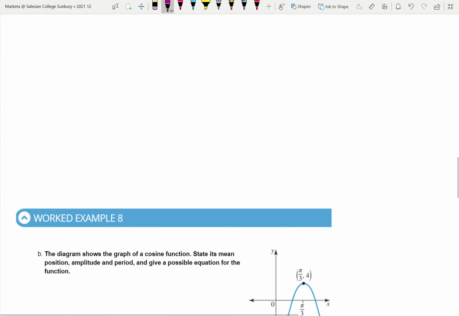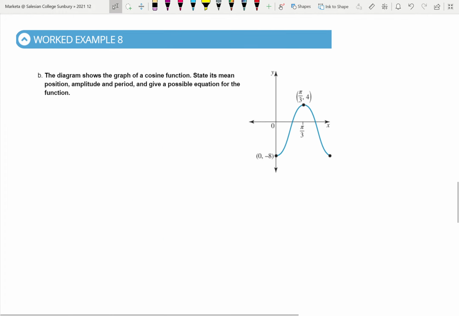The next one is a little bit more tricky, and this is where we have to find an equation for this function here. So this is a cos graph, and they've told us this. It's a cos graph because, I mean, it could be part of a sine graph, but they're telling us it's a cos graph, and they say we want the mean, the amplitude, and period. So let's have a look. The top value, so the maximum, equals 4.